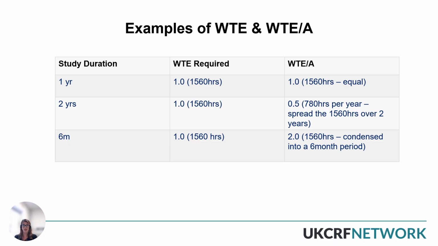So as a rule of thumb, if your study duration is a year, your whole time equivalent and your whole time equivalent per annum will be the same. If your study duration is longer than a year, then your per annum figure will be less than the whole time equivalent because we're spreading out that staff time. And then if it's shorter than 12 months, shorter than a year, our whole time equivalent per annum is going to be higher than our whole time equivalent because we are condensing and squeezing that staff time into a shorter period.